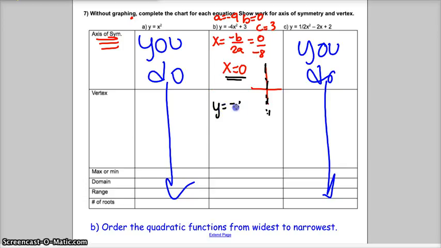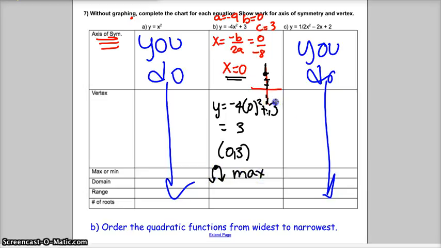Y equals -4 times 0 squared plus 3. This is going to equal 3, meaning the vertex is 0, 3. So 1, 2, 3 right here. Is it a max or a min? Ask yourself, is it opening upward or downward? Because that A value is -4, that means this is going to be opening downward. So this graph is going to be a maximum.